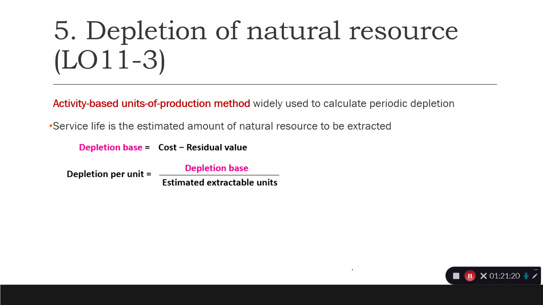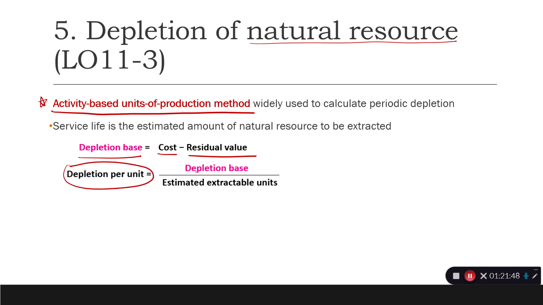Okay, so and the depletion of natural resources, usually remember we want to use activity-based method instead of elapse of time. So how do we do that? First of all, we want to figure out the depletion base, which is the cost minus the residual value, and we want to figure out depletion per unit, which is depletion base dividing estimated extractable units. Here, sometimes we will still give you information about the service life, but the service life is just gonna be the estimated amount of natural resource that can be extracted. But what we usually do is using the activity-based unit of production method.